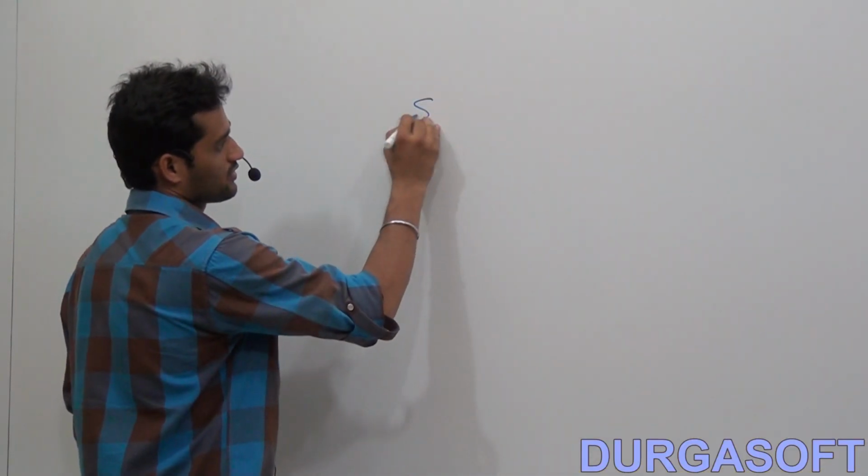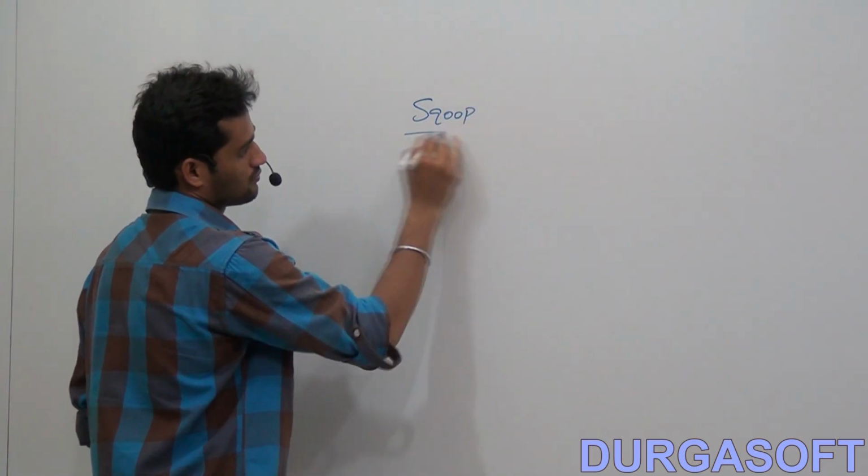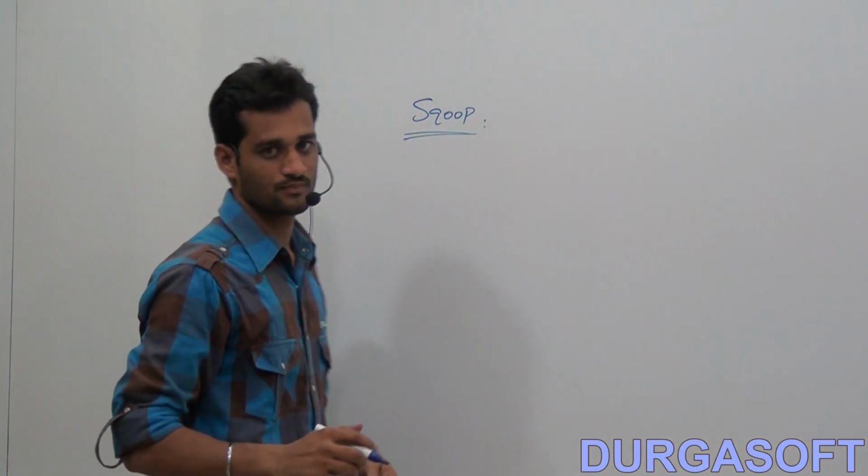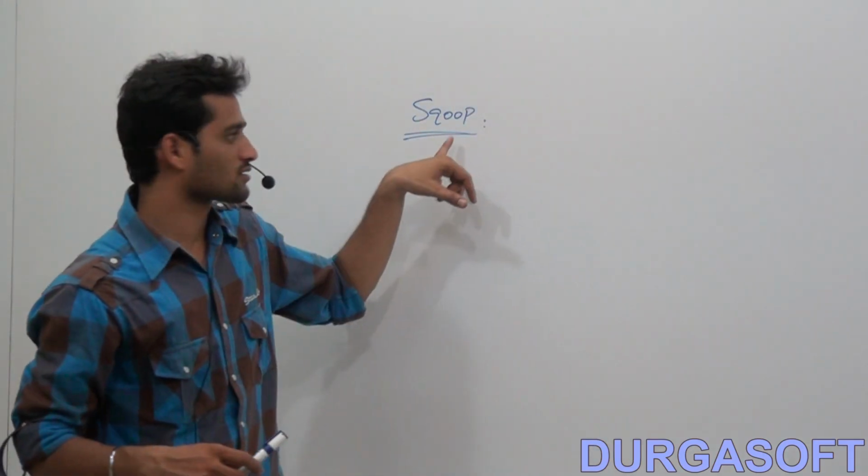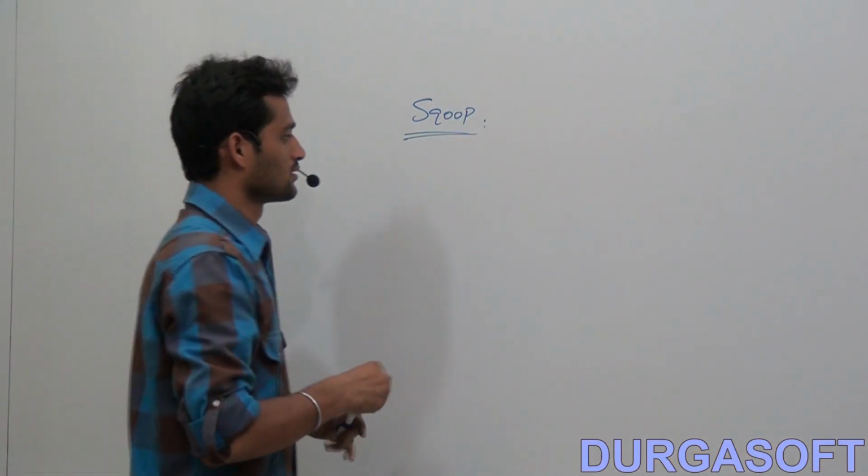Our today's concept is Sqoop. Generally, it's a tool in the Hadoop ecosystem. So why do we need this Sqoop?